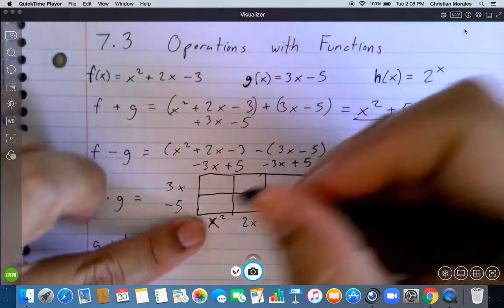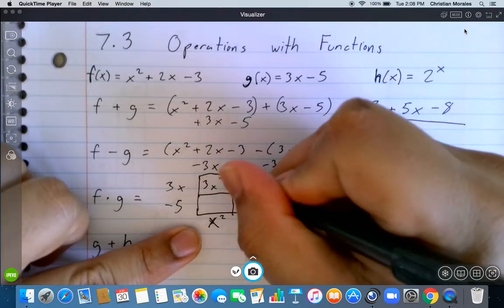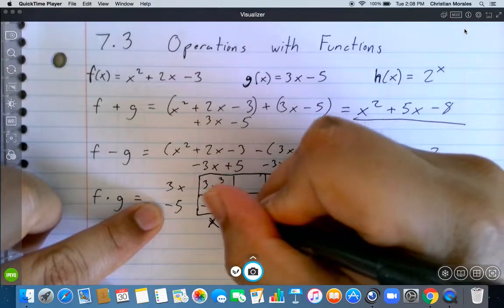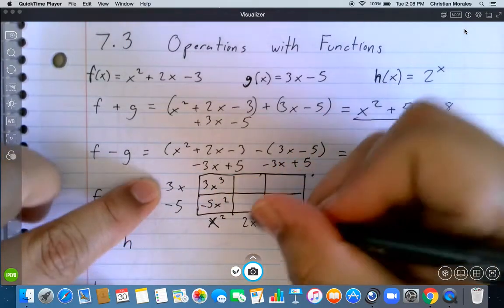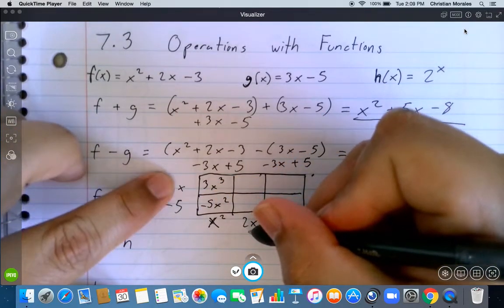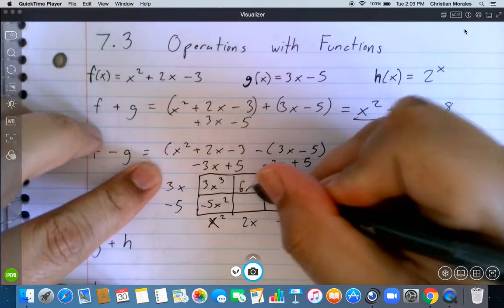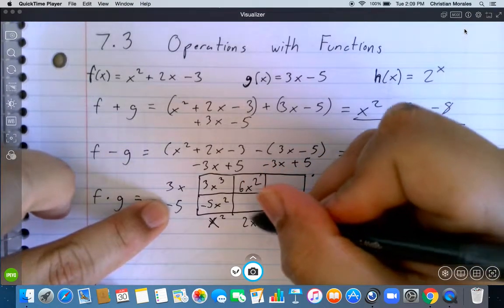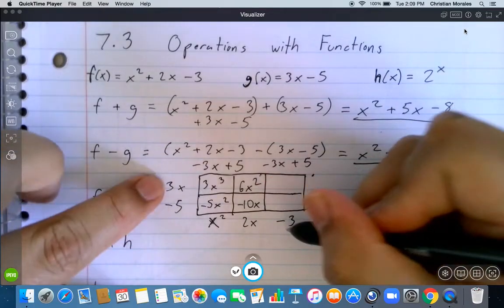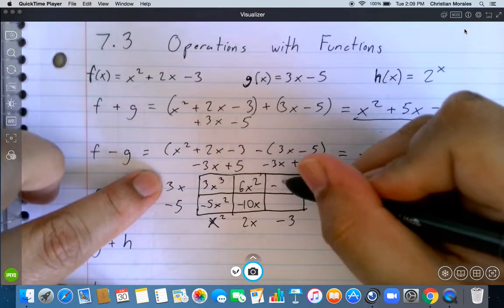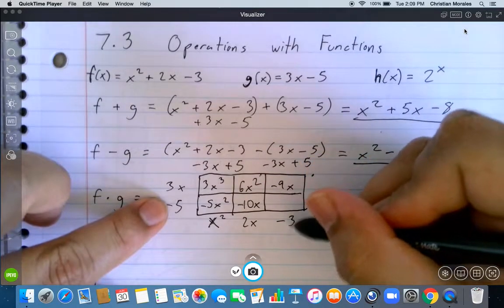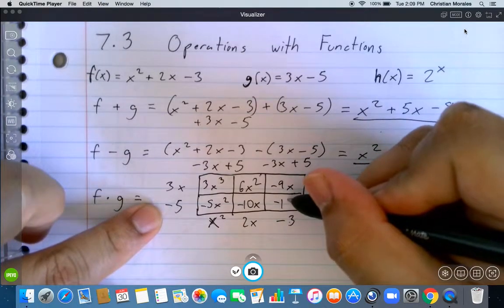So 3x times x squared is 3x cubed. Negative 5x times x squared is negative 5x squared. And it just keeps going. 3x times 2x is 6x squared. Negative 5 times 2x is negative 10x. 3x times negative 3 is negative 9x. And negative 5 times negative 3 is negative 15.